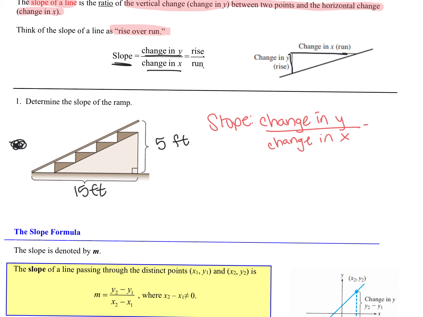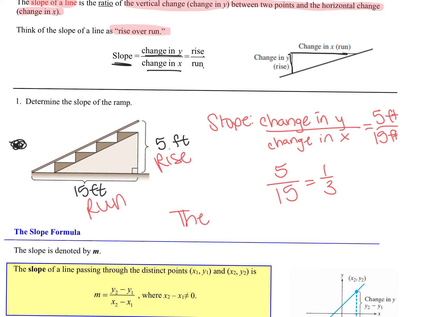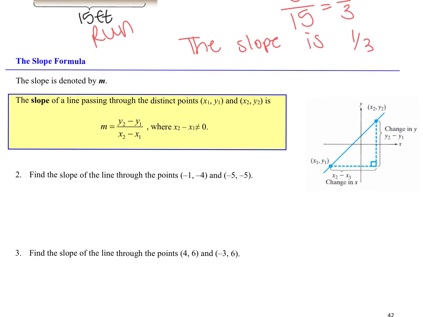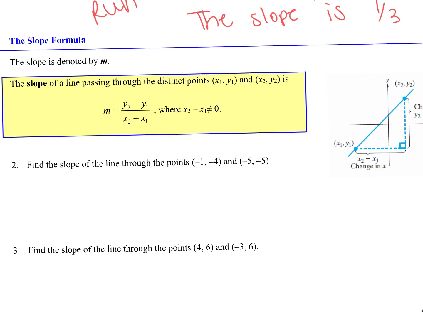And so the change in the y would be 5 feet, and the change in the x would be 15 feet. So the rise is 5 and the run is 15. And 5 over 15 reduces to 1/3. So the slope is 1/3.